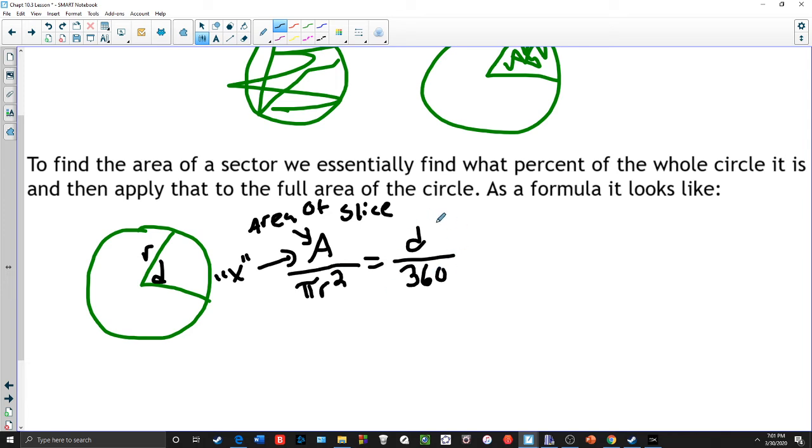So if you know your degrees, and you know it's going to be out of 360, you can say that this fraction here, which is your degree percentage, should be the same as this fraction here, which is your area percentage. But again, it all comes down to area, area, slice, whole, degrees, degrees, slice, whole. And you just cross multiply to solve it out.